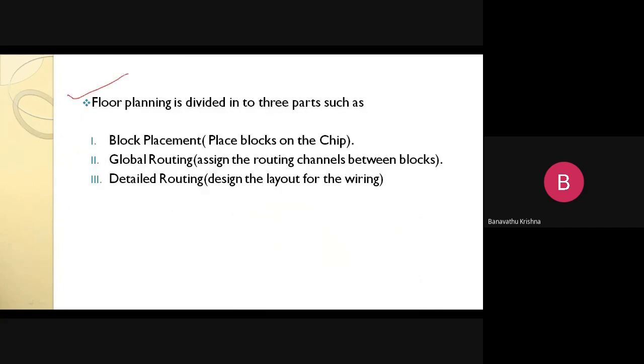Next, floor planning is divided into 3 parts. One is block placement, which places blocks on the chip. The second is global routing, assigning the routing channels between the blocks. Generally, making the connections between the modules is nothing but horizontal and vertical tracking in between the channels. And then detailed routing, designing the layout for wires, right? These are the different parts of floor planning: block placement, global routing and detailed routing, right?